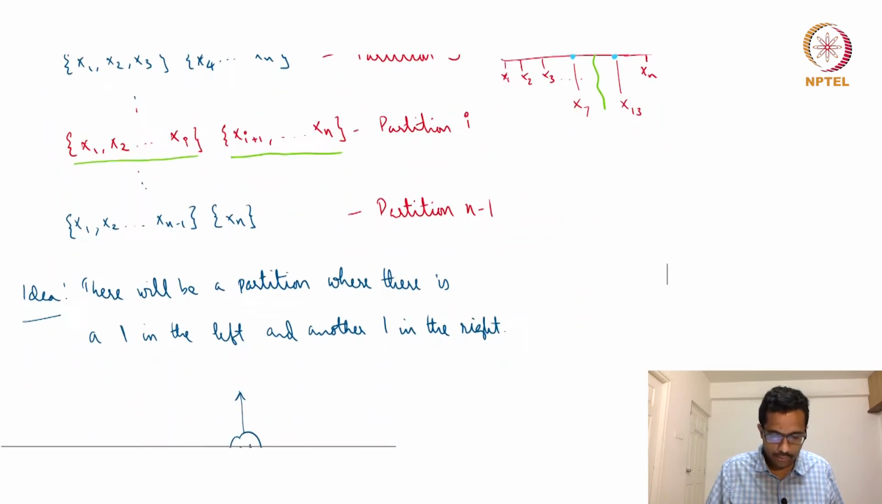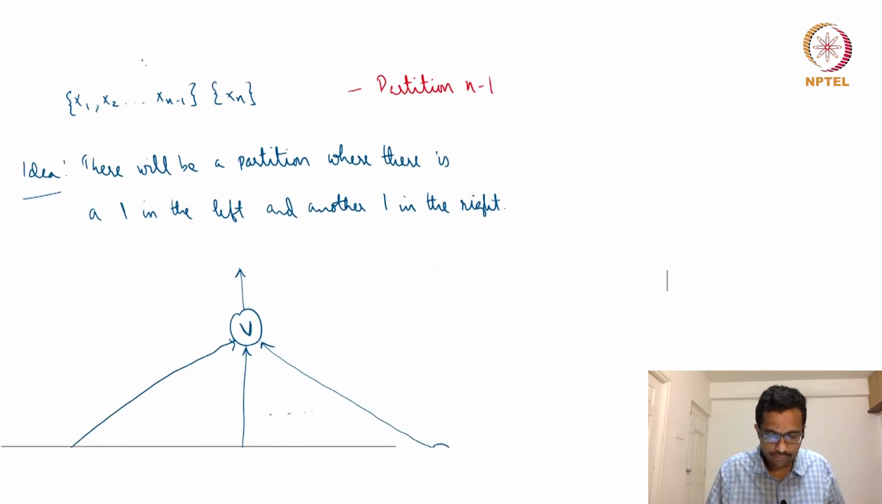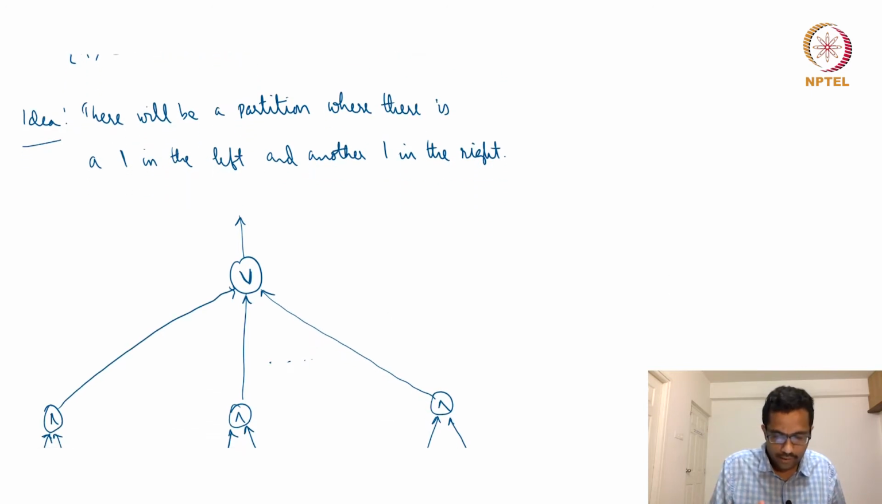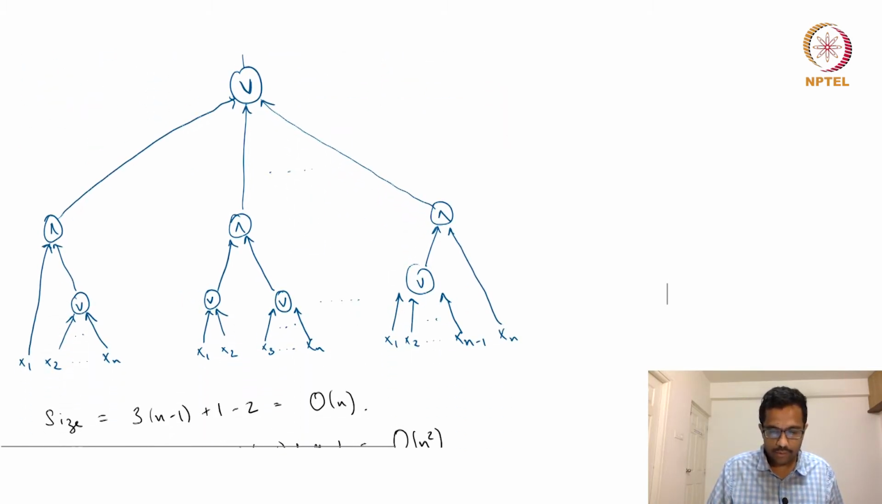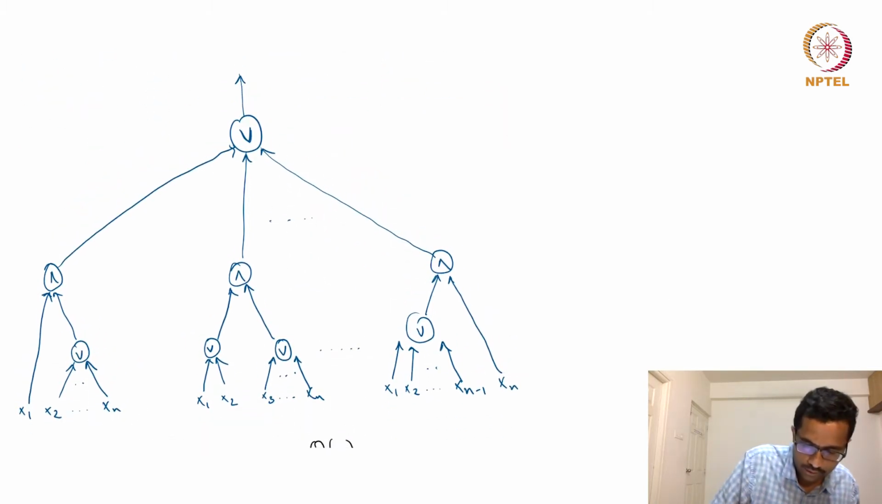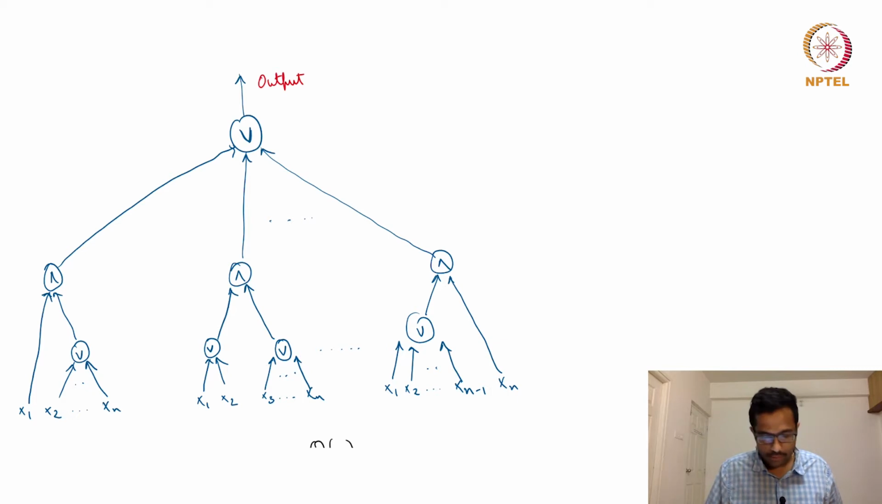Let's try to formalize this. The basic idea is to check whether there is a partition where there is a 1 on the left and a 1 on the right. The top gate is the output. We try all possible partitions: x1 on one side and x2 to xn on the other side, x1, x2 on one side and x3 to xn on the other side, and so on up to x1 to xn minus 1 on one side and xn on the other side.